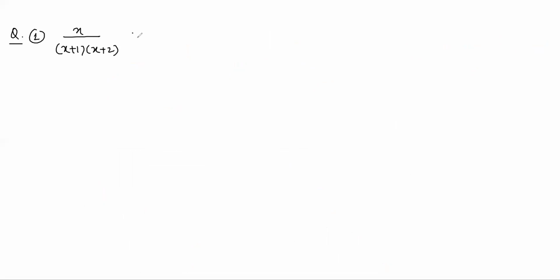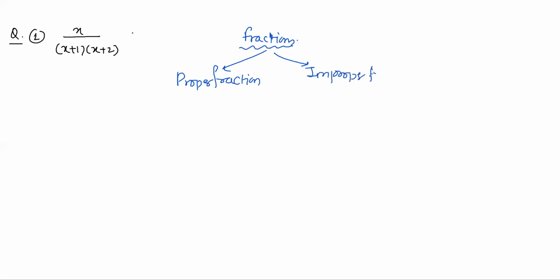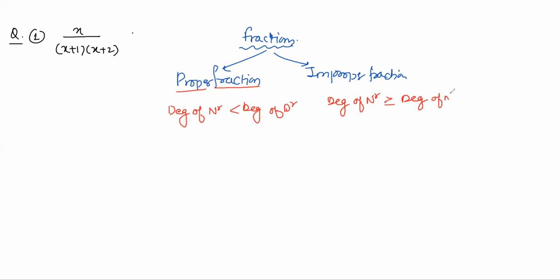First, you need to check whether the degree of the denominator is greater than the degree of the numerator or not. Why I'm telling this, because there will be two kinds of fractions: proper fraction and improper fraction. In a proper fraction, the degree of the numerator will be less than the degree of the denominator. But in an improper fraction, the degree of the numerator will be greater than or equal to the degree of the denominator.